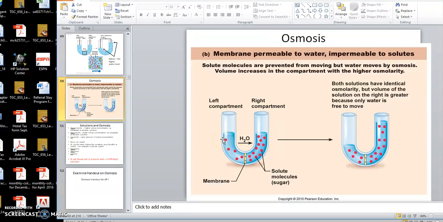Now here's a little something I want you to think about. The hyper side always acts as a vacuum for water, because the hyper side has more solute and less water. So water would come down its concentration gradient. That's a little tidbit for me: the hyper side always acts as the vacuum for water.